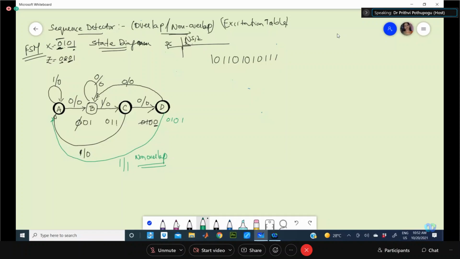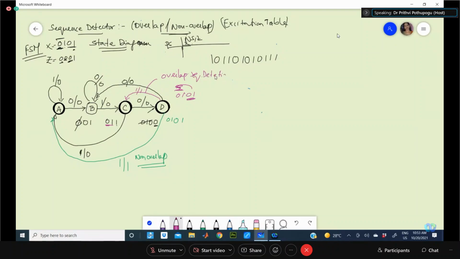Okay, if it is overlap, the last 2 bits overlap in 0, 1, 0, 1. The last 2 bits we are taking as the first 2 bits now. When the first 2 bits of 0, 1 are found in the sequence, which state is the machine in? See here, C. 0, 1 is found in C. So this D goes back to C if it is for overlapping, generating 1. This is for overlap sequence detected.